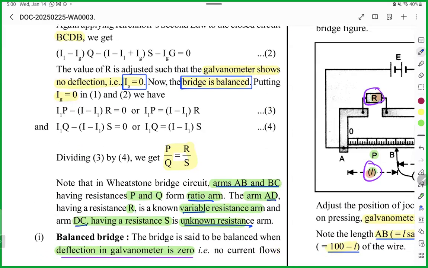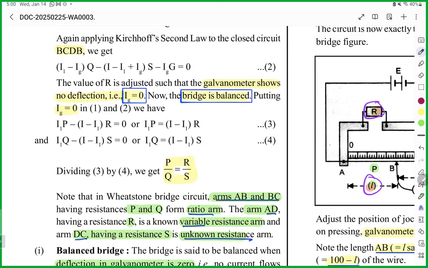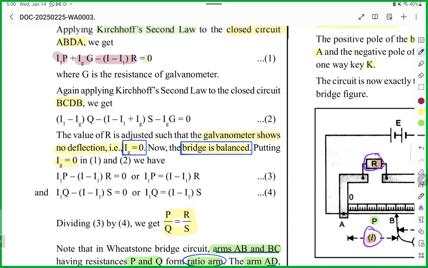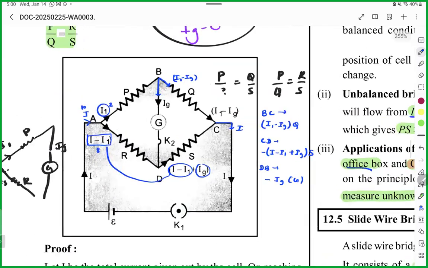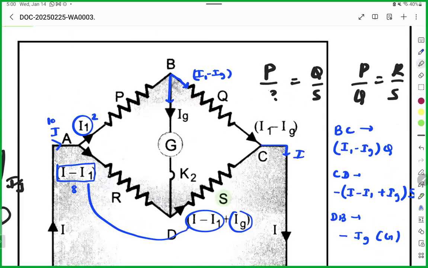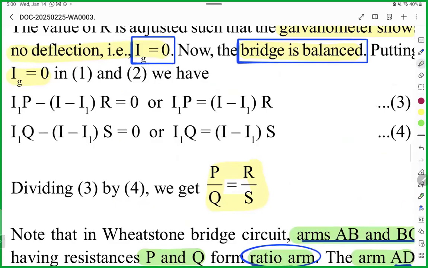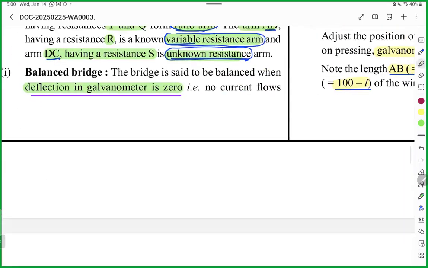So in the Wheatstone bridge, AB and BC have P and Q, which form the ratio arm. AD has R, the variable resistance arm, and DC has the unknown arm. S is unknown. Look here, S is unknown, Q is changing, P and R are fixed. You can calculate the total value. No problem. It does not matter, there are just different names given, but never a question is asked from this. Done.